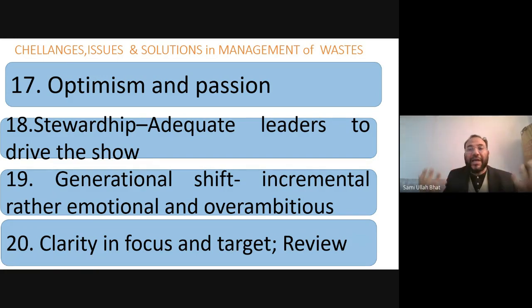Science has been giving us this. For example, had there not been penicillin, what would have been the fate of medical science right now? So science has been growing. It gives that optimism, but it needs passion as well. Stewardship means educating leaders to drive the show. We need certain leaders from the media, from academia, from policy who will drive this stewardship concept. Then we need a generational shift to the incremental rather than the emotional and over-ambitious.